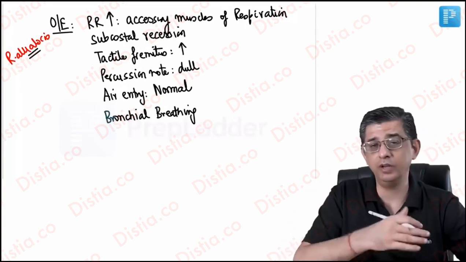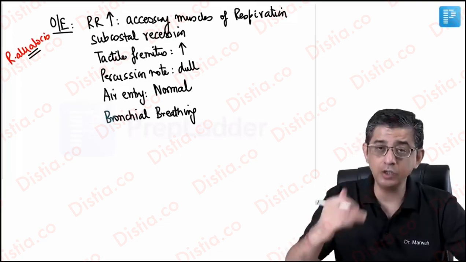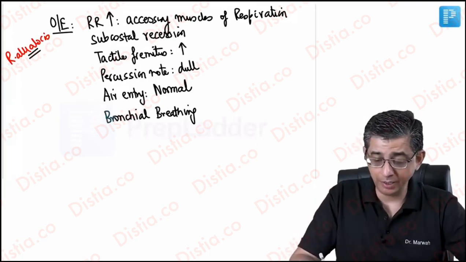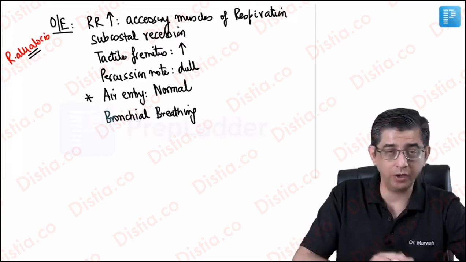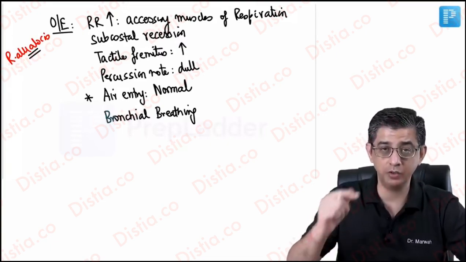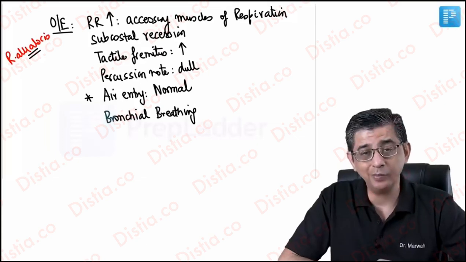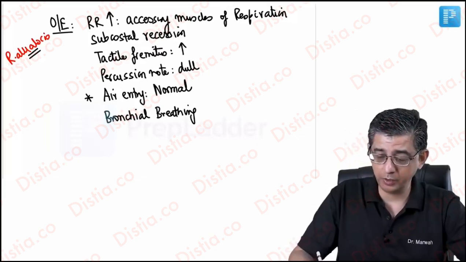The pus is in the alveoli. So air entry is normal. Air entry is definitely absent in pneumothorax, but it is normal in patients with pneumonia. It is the character of breath sound that will change, that is bronchial breathing.